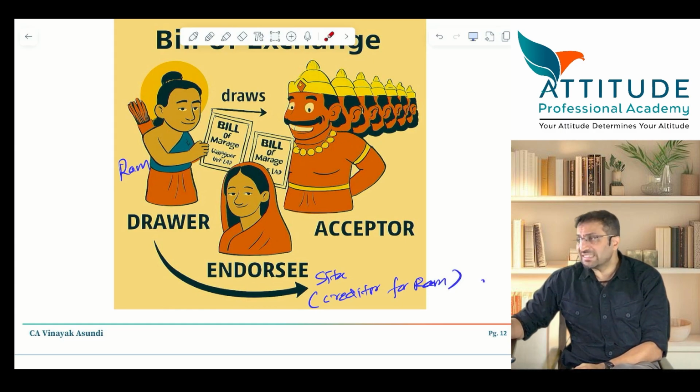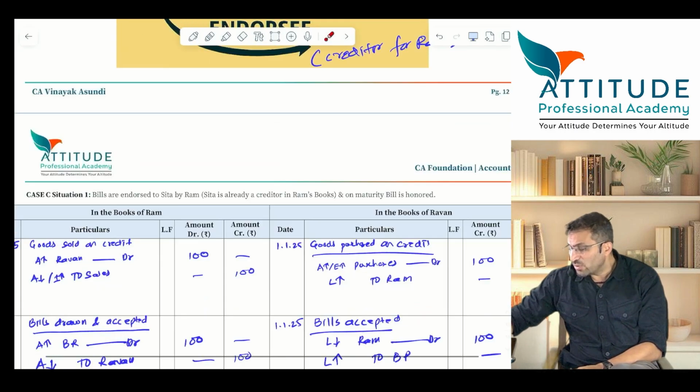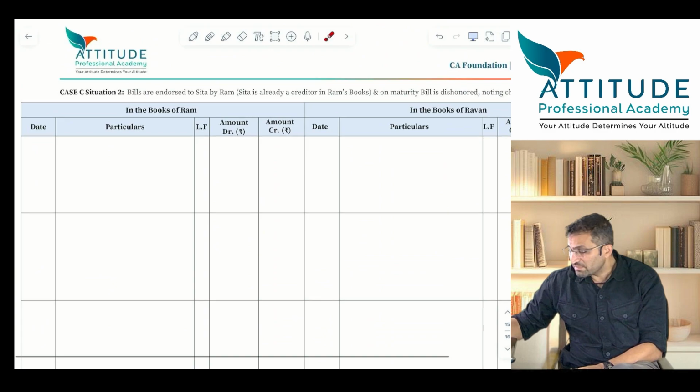Is it Sita's expense? No. Because Sita says I will recover it from what? Ram. So it is whose expense? Whose expense? Dusht fellow. Who is the Dusht fellow? Ravan is the Dusht fellow. In his books, always noting charges are recorded. Is that clear? Now come back and do it. Let me see. I will not answer.